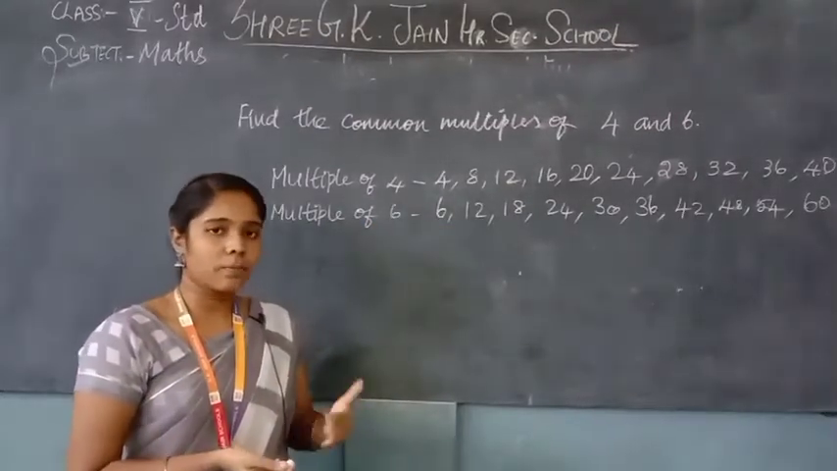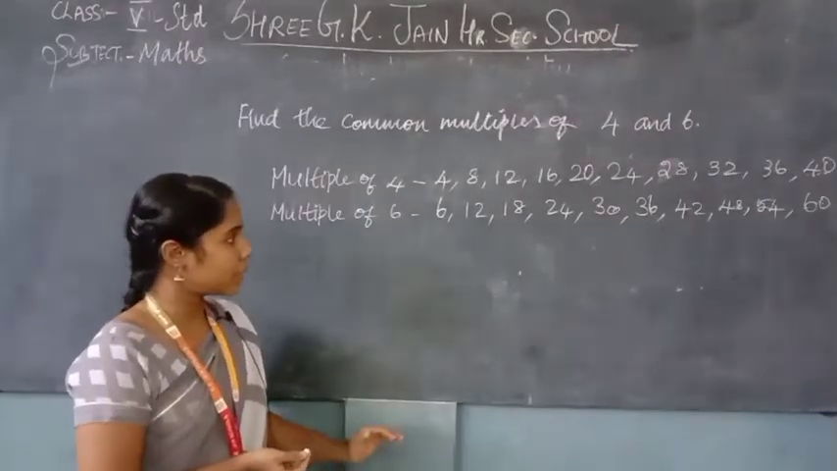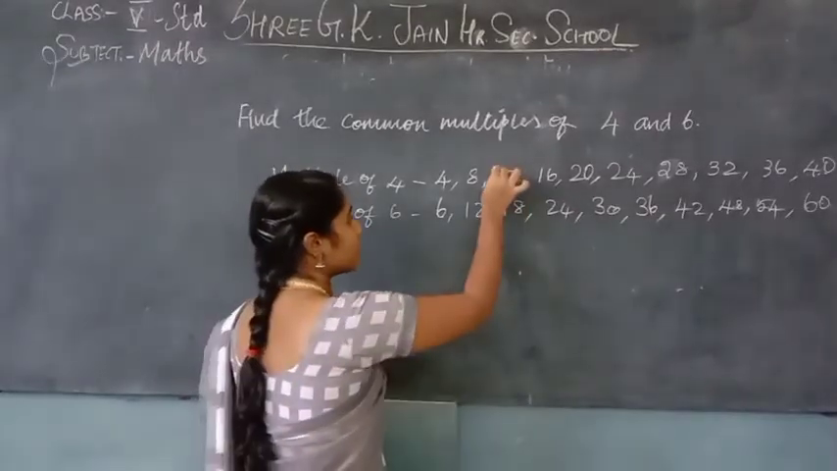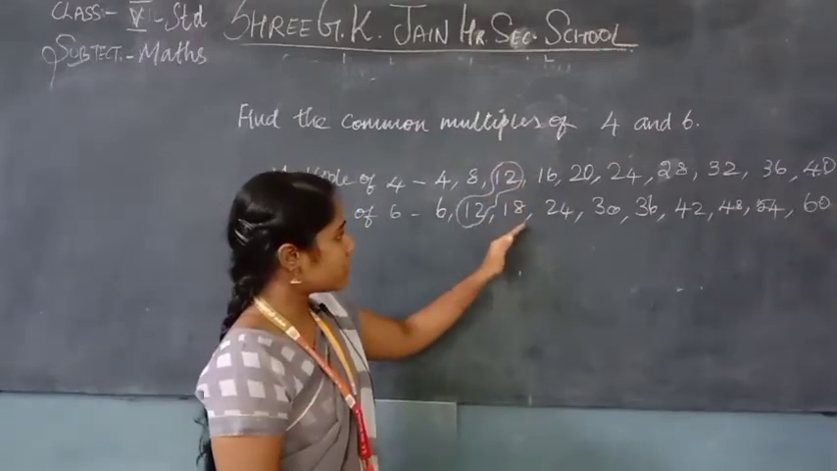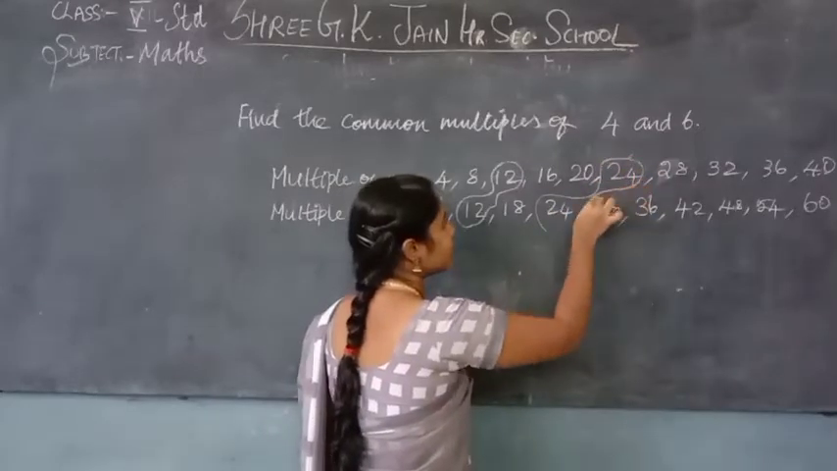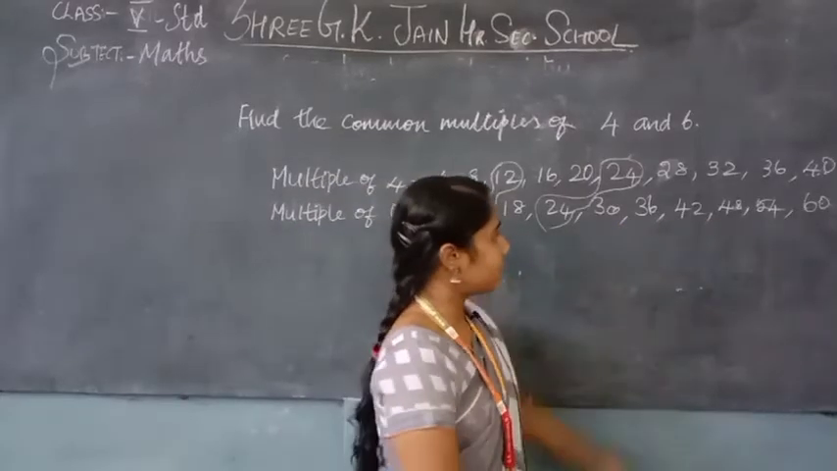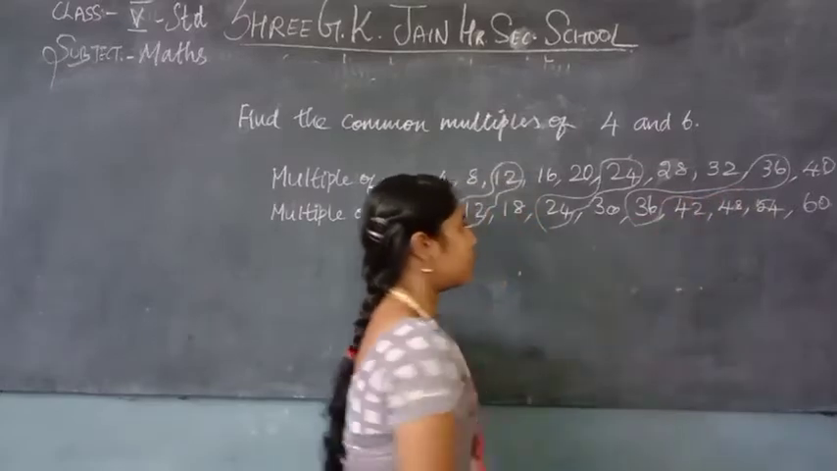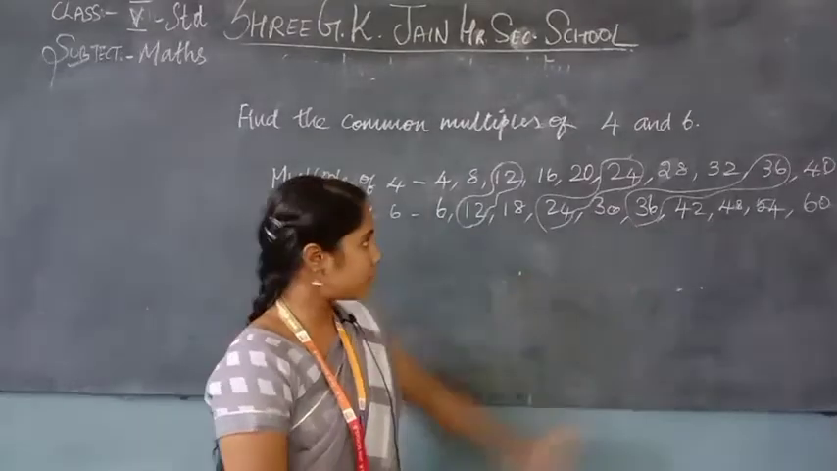So what is our job? We have to find the common multiples of the given numbers. See which numbers are common here. First we can see 12, right? Next, 24 is common, and 36 is also common, right children? Any other number? No. These three numbers are common multiples of 4 and 6.